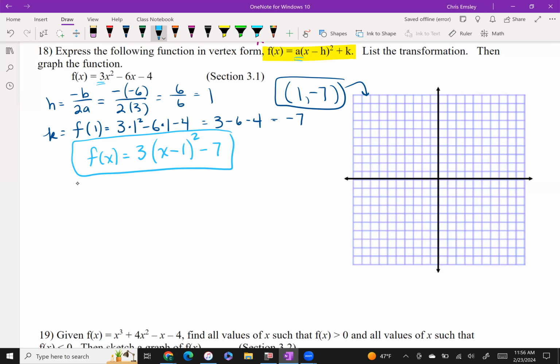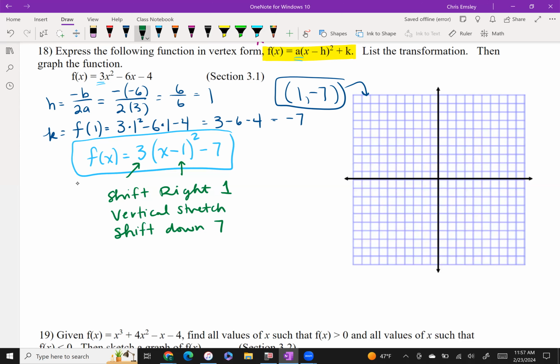Now that we have it in vertex form, we can talk about the transformations that are going on here. This minus 1 in the parentheses is going to be a shift to the right by 1. That 3 is a multiplier out front. That is going to be a vertical stretch. And that minus 7 at the bottom is going to be a shift down by 7.